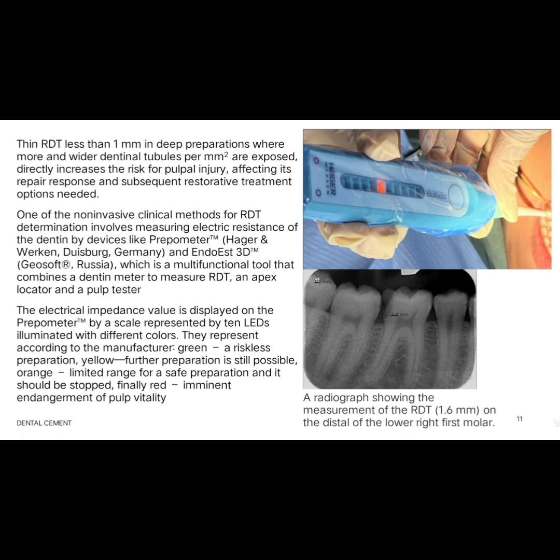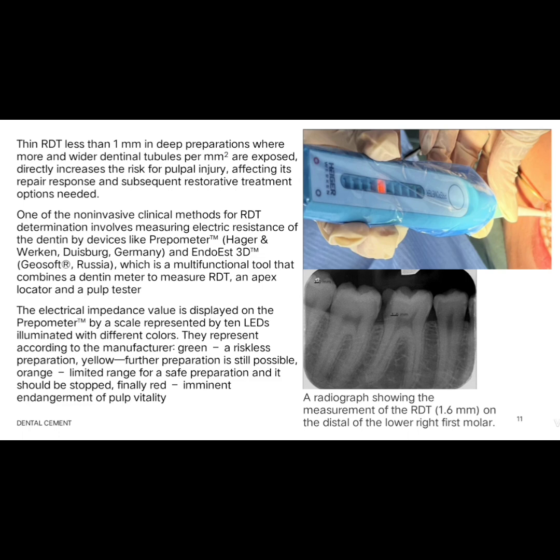So how to measure the RDT? It is measured using a device called a prepometer. The value is displayed on the prepometer by a scale represented by 10 LEDs illuminated in different colors. Green is always riskless preparation. Green is always go.